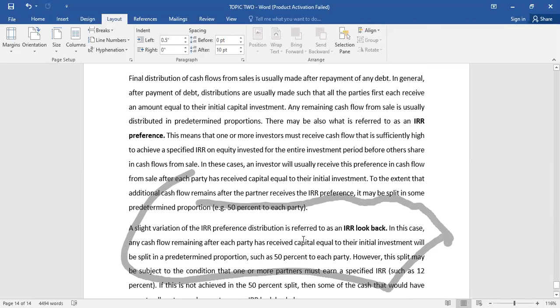Any question? So you have what we are calling the IRR look back. I'll explain this when I'm giving the example. It will be easier portrayed in the example than hypothesis. Any question? Time is gone. You have 1 minute.